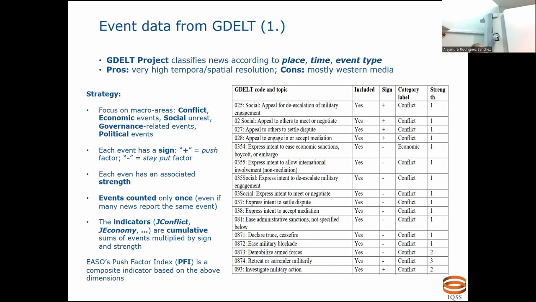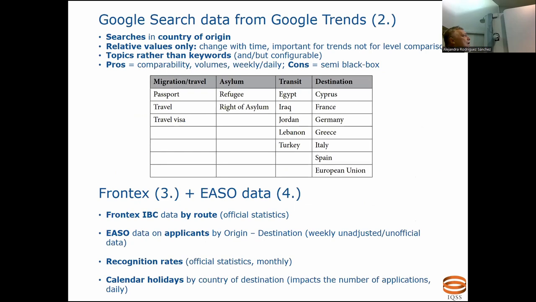EASO then built on top of some combination of these a composite indicator, which is called the push factor indicator, which I think is still in use in the agency to monitor the situation in different countries.